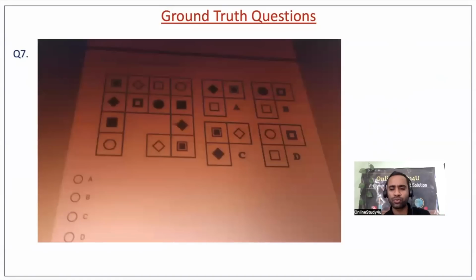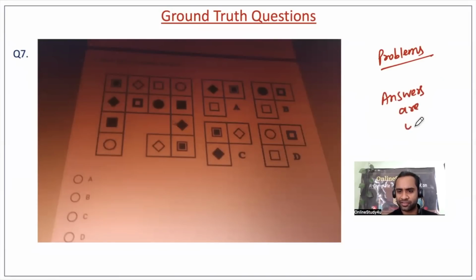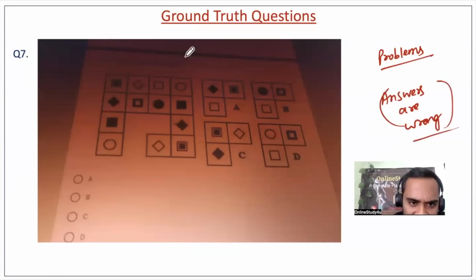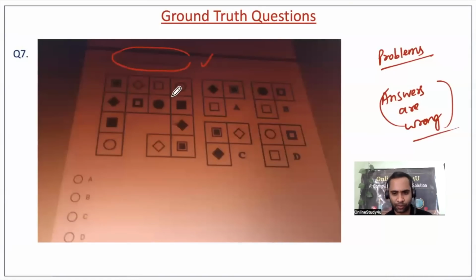Anyway, the ground truth problem was easy. The only thing I felt is that some of the question answers are wrong. We will discuss at the end. Definitely they should give bonus marks for that. Now in this question they're asking us to fill it here. That is not visible correctly, but anyway, we have to analyze and we have to fill it.